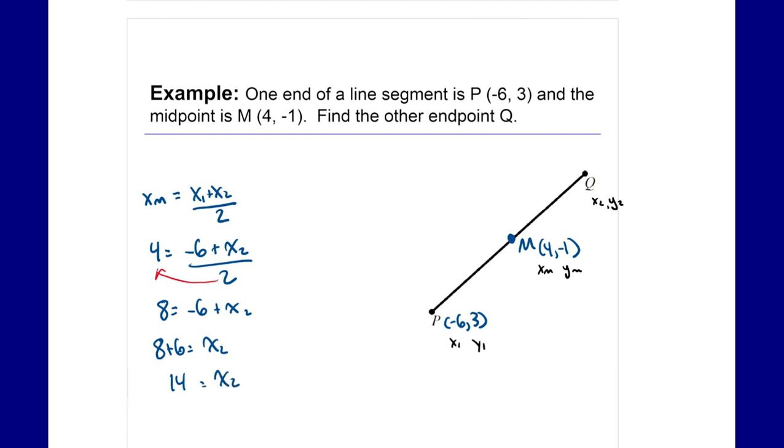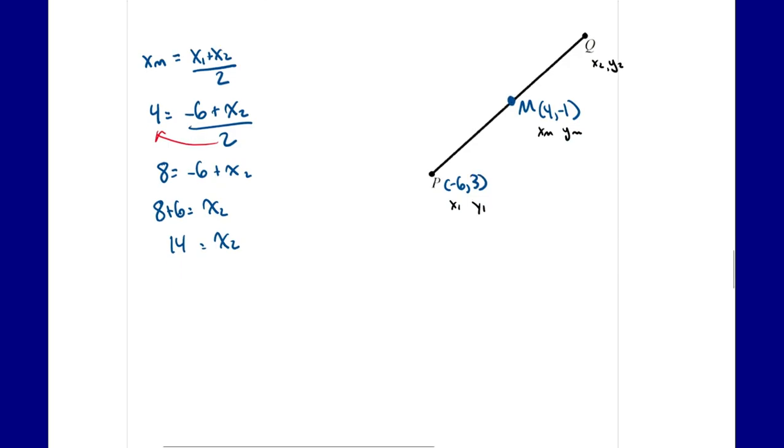Another way you could do it is you could say, okay, from -6 to 4, what is that a distance of, or what is that a change of? Well, -6 to 4 is a change of 10. So a change of 10 going from 4 to the next one would have to be 14. So there are different ways you could reason through this, but algebraically, this is what we would do. I'll look at a different way after.